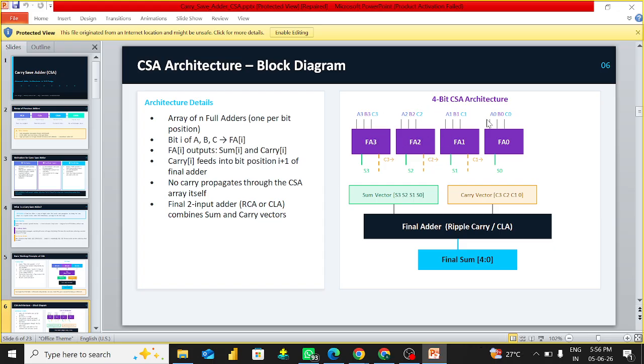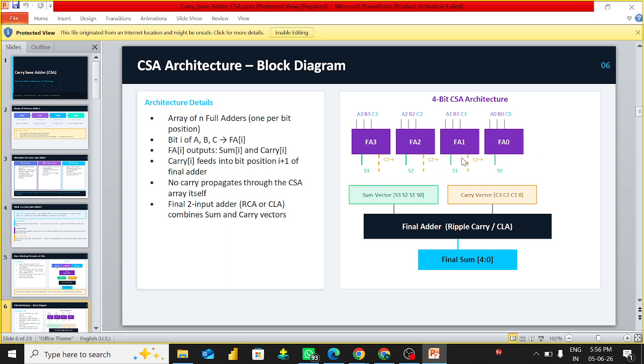For a 4-bit CSA, how many full adders do we have? 1, 2, 3, 4. Why? Because for one set of bits, we have one full adder, right? Like A3, B3, C3, one full adder. A2, B2, C2, one full adder. Like how we are using this, right?